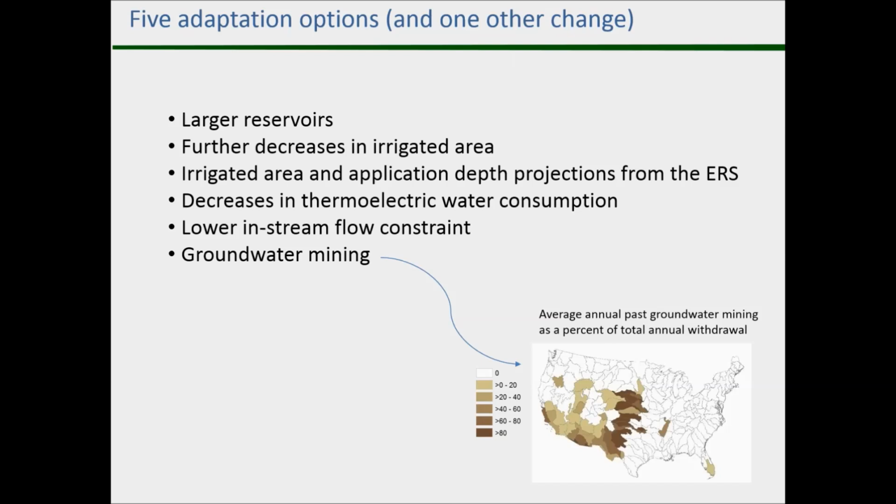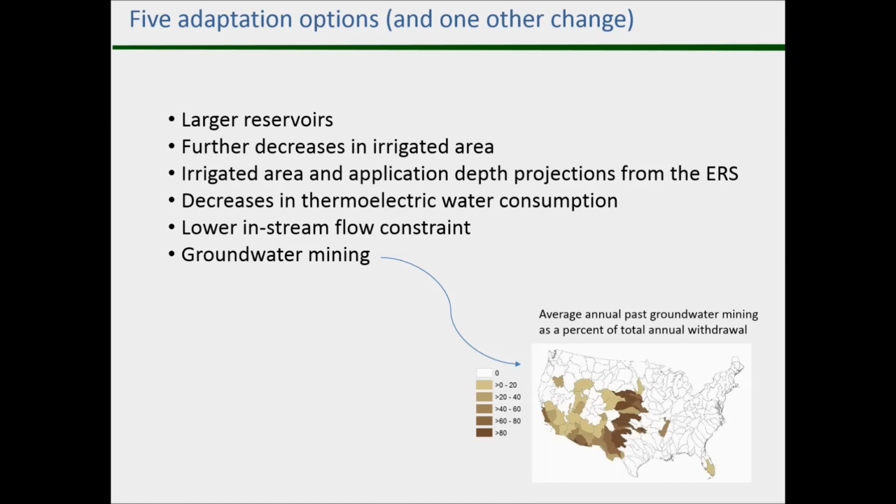Although I should say there are 5 adaptation options and one change that's really not an option. It's just to see the effect of some different estimates of future irrigated area and irrigation application depth. That's the 3rd one down. The Economic Research Service folks used a much more sophisticated approach than we did to estimate future irrigated area and irrigation depth, how much water is applied in a given acre. So we incorporated those projections, which are quite different from ours in a lot of places, to see how sensitive our results were to doing, I think, a much better job with the ag sector.